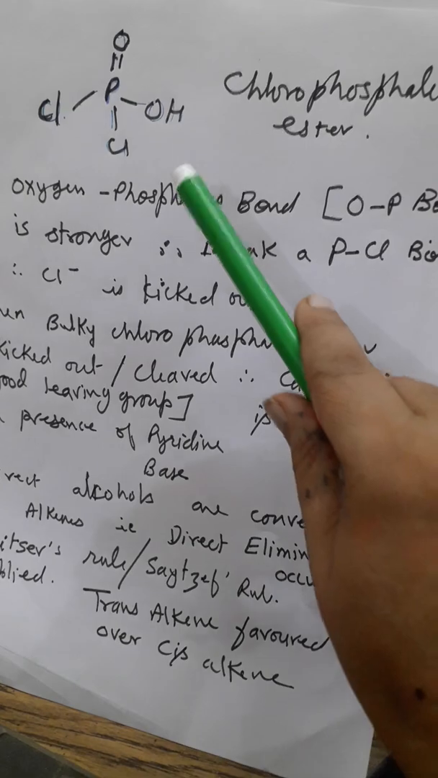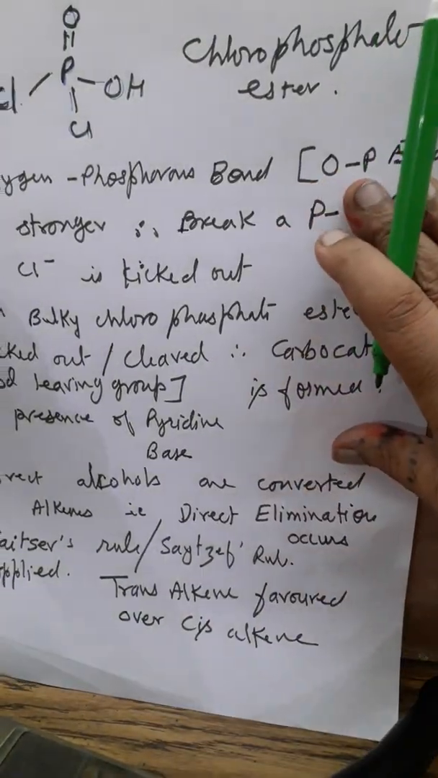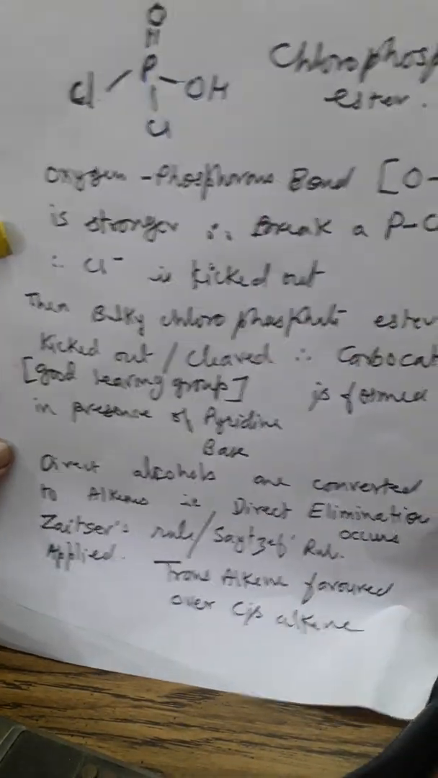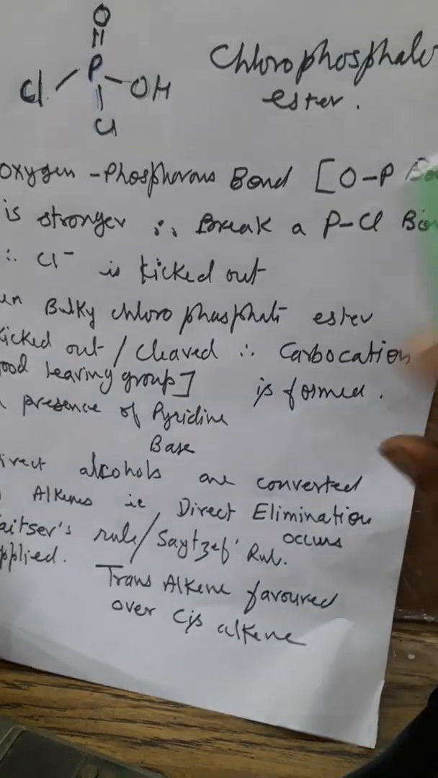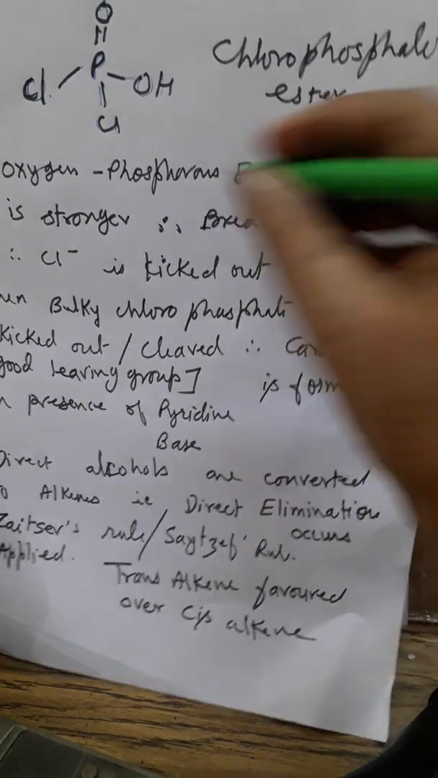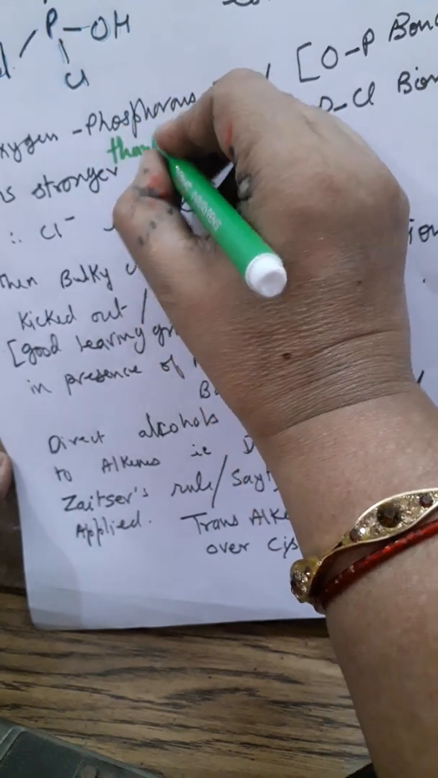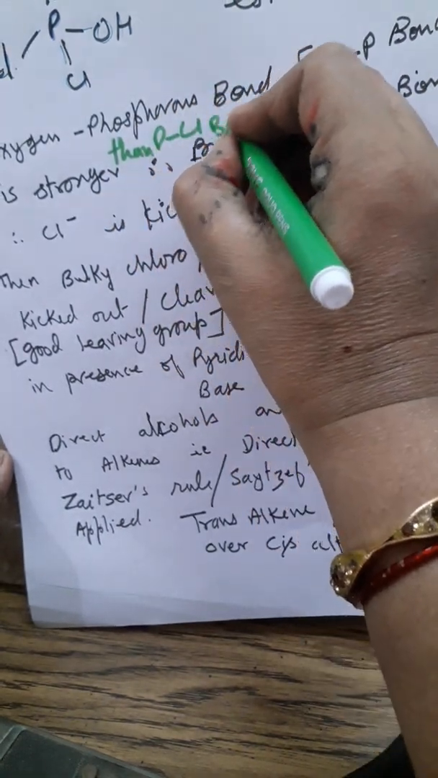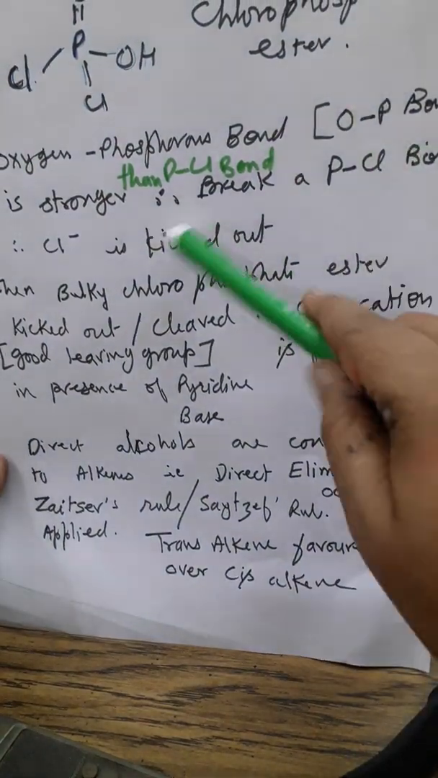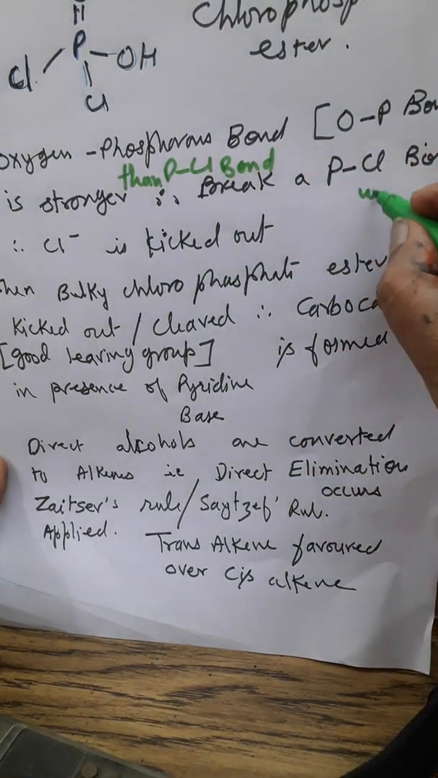Clear? This is what I was saying, that it is a better leaving group, right? Now I told you also, the O-P bond is stronger than the P-Cl bond. I am writing it here. So that is why the P-Cl bond breaks away and Cl negative is kicked out. Clear? The P-Cl bond breaks. This is weaker. I will write here, weaker.